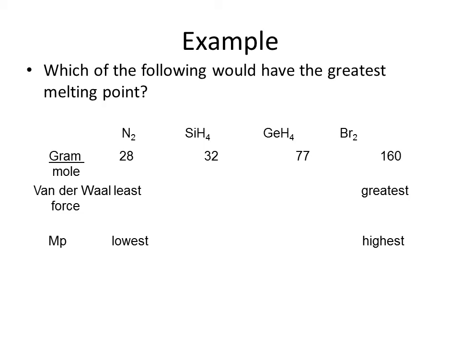Bromine is a liquid at room temperature, and nitrogen is a gas at room temperature. The boiling point of bromine is also highest, and the boiling point of nitrogen is also lowest.